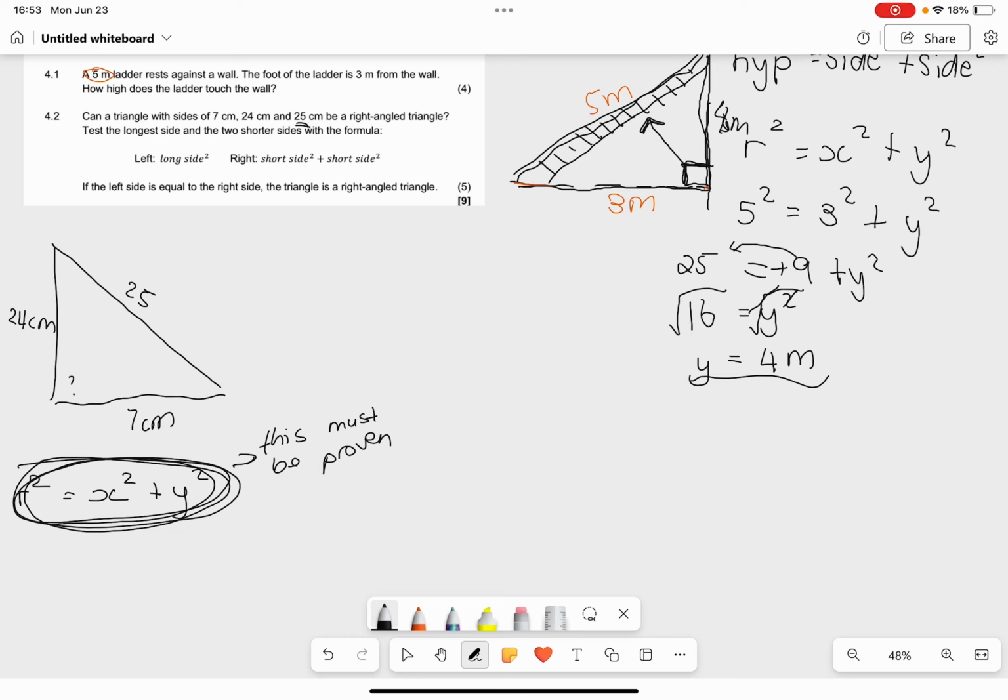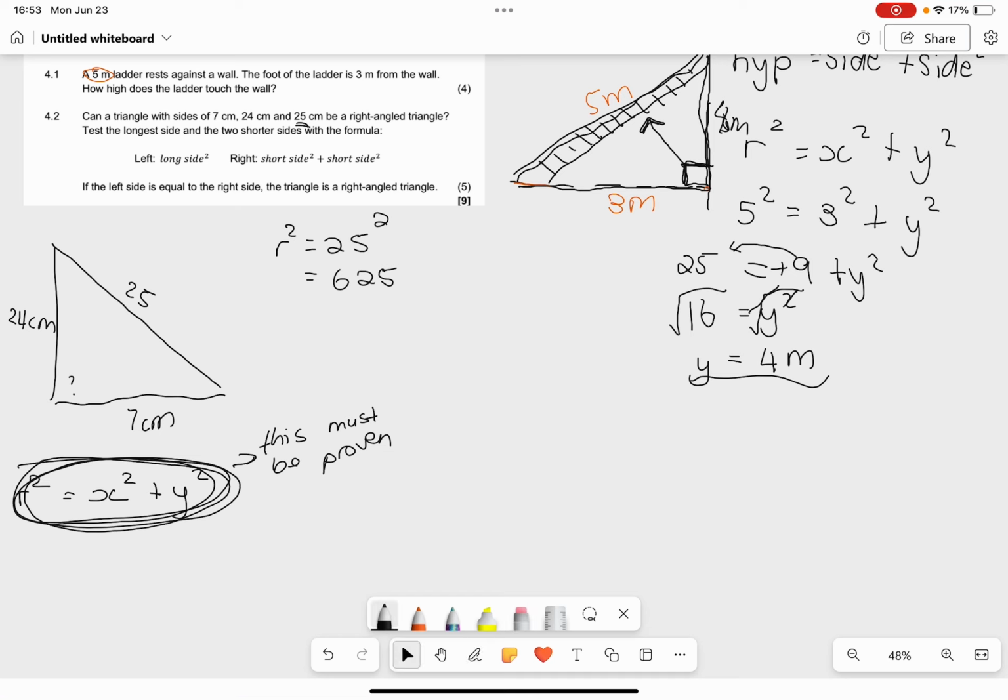So let's calculate what r squared is. R squared would be 25 squared, which if you calculate, you'll get 625 centimeters. It is centimeters squared, but I don't want to confuse you. Just write it as centimeters.